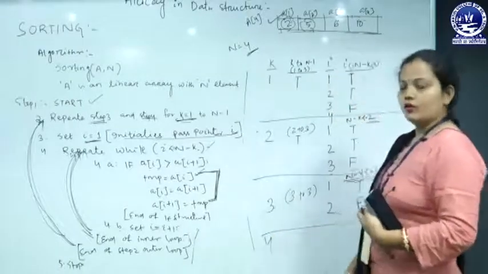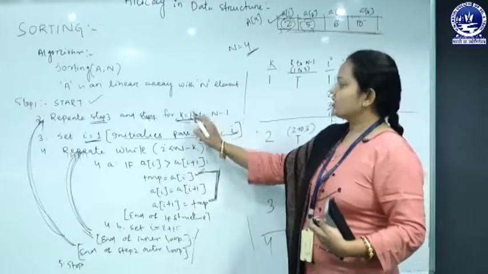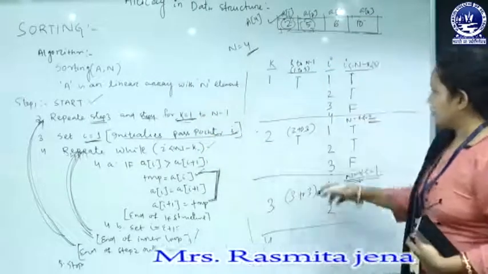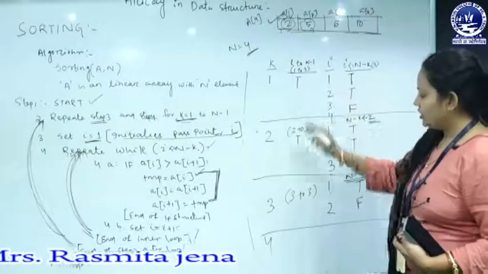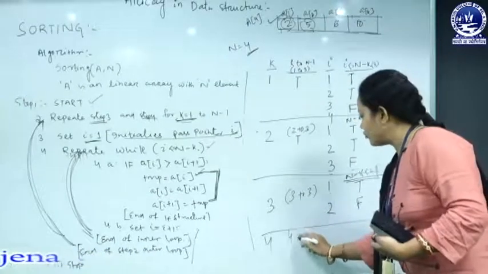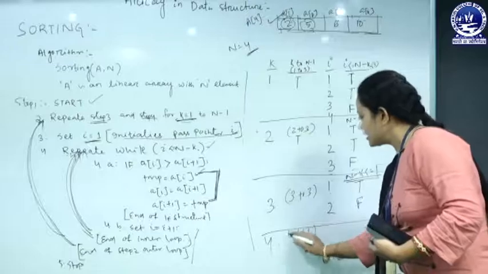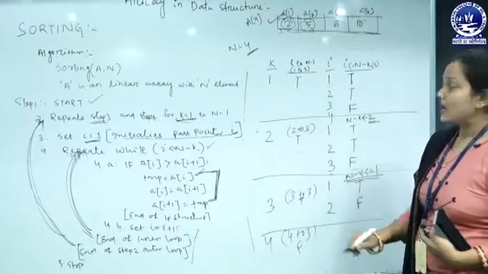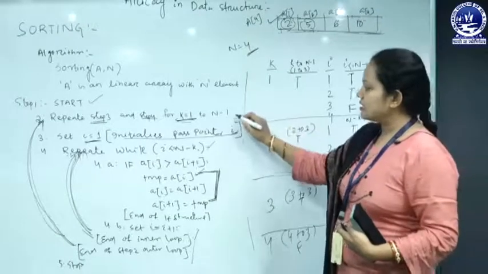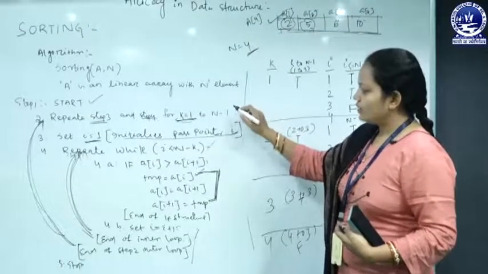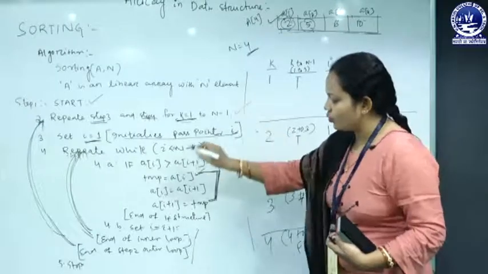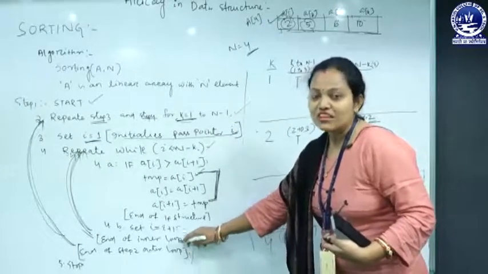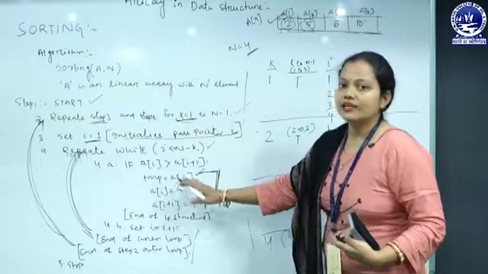Then check the condition: k runs from 1 to n minus 1. So n minus 1 means it is 3. So the condition, 4 to 3, is false. When this condition is false, we will exit to the end of the outer loop. This ends your sorting algorithm.